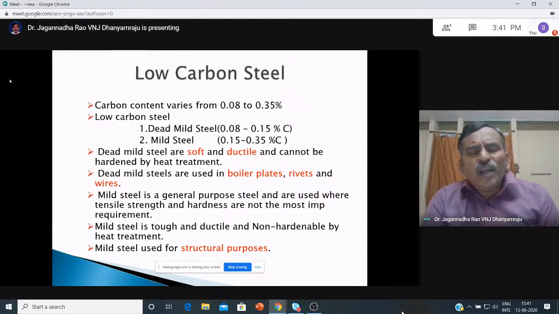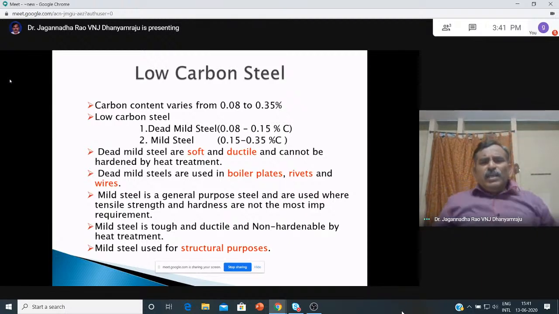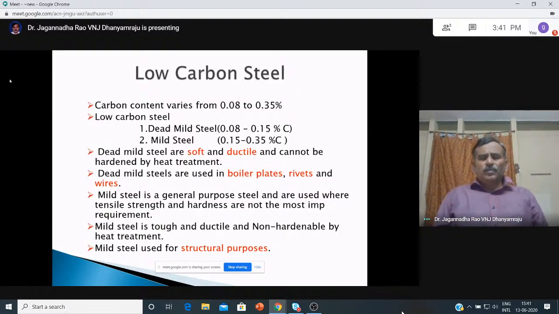So that is why I have gone back to tell you what is a pro-eutectoid constituent and what is a eutectoid constituent. See, because the carbon content is up to 0.35%, the pearlite content is very low and the ferrite content is high. Okay, and because the ferrite is high, it will have a lot of ductility. The ductility is very high, so that is why these are used to draw wires.